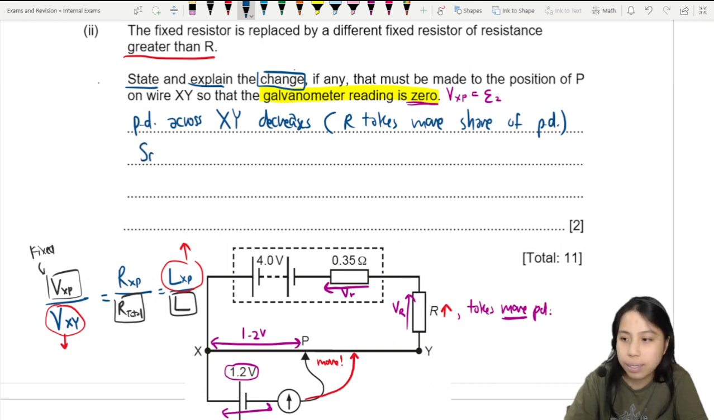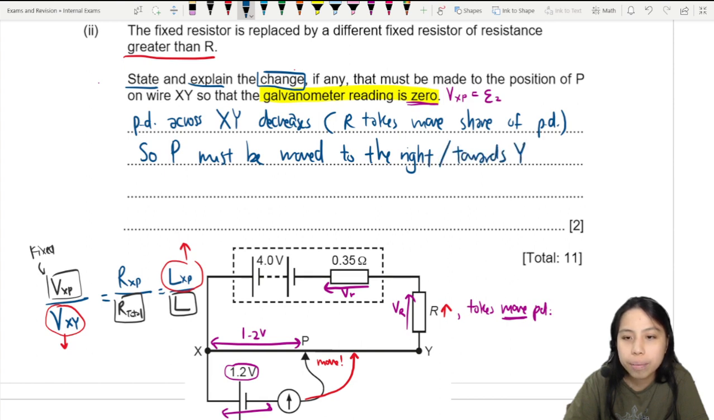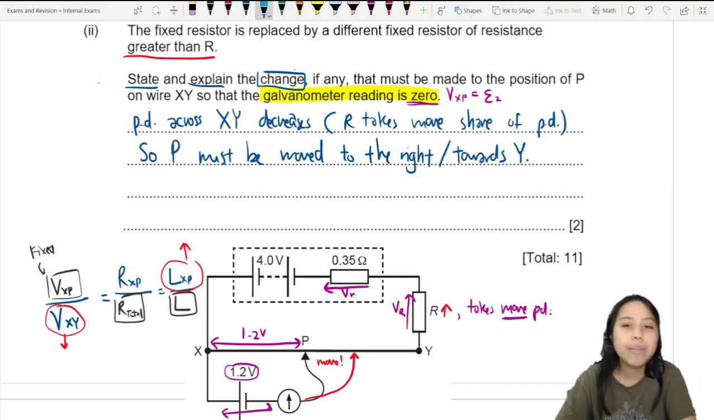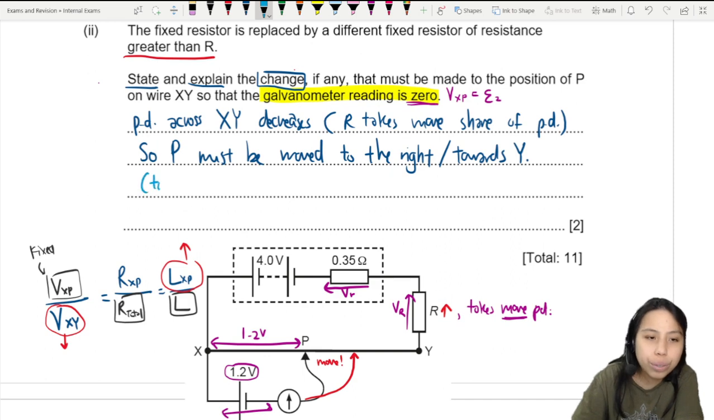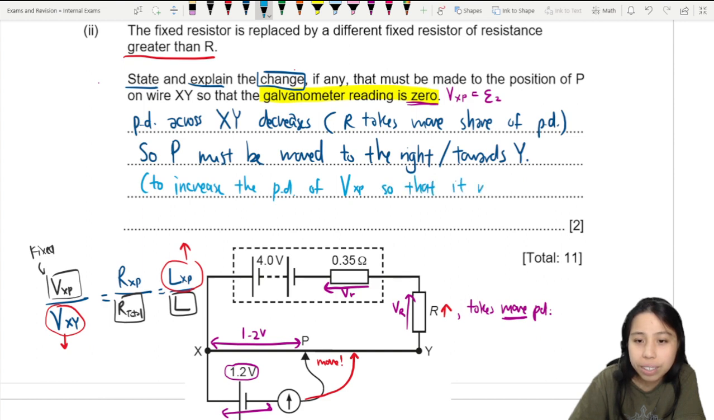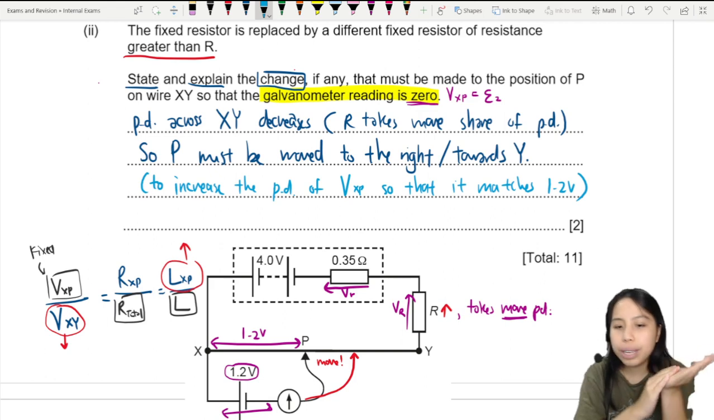So let's say P must be moved to the right, or you can say towards Y. Now, if you want to explain a little bit more, it's not in the mark scheme, but you can say, why do we do this? To increase the potential drop of section XP so that it matches your battery, 1.2 volts. Okay, so that's how you can explain potentiometers.